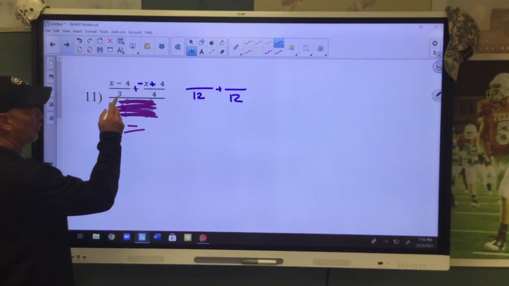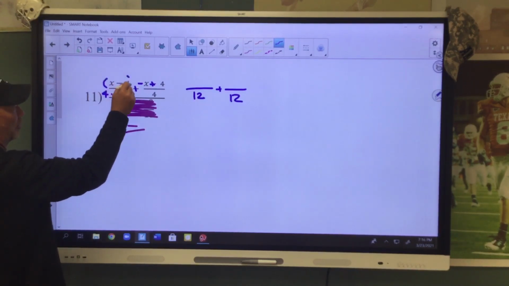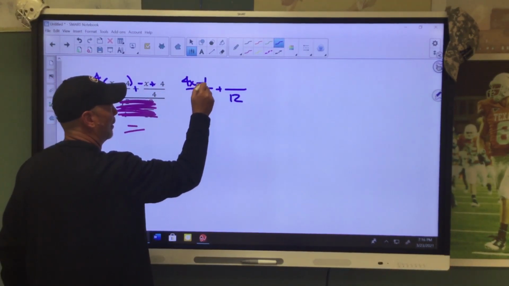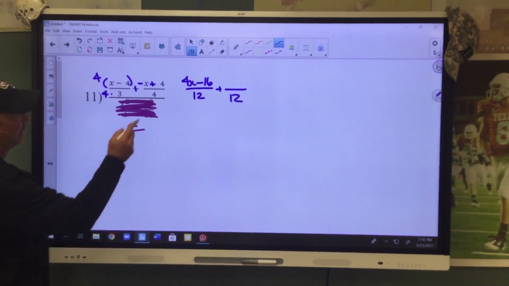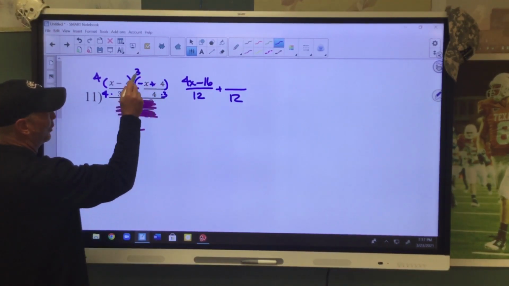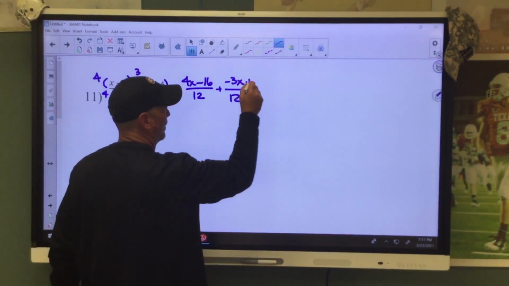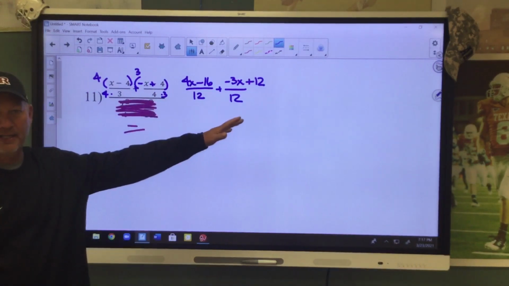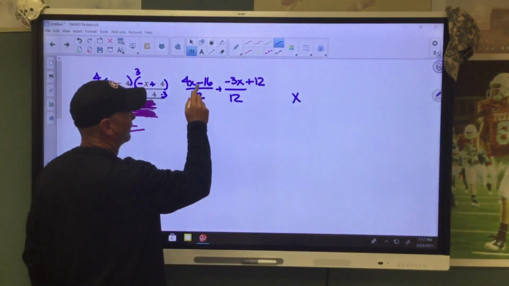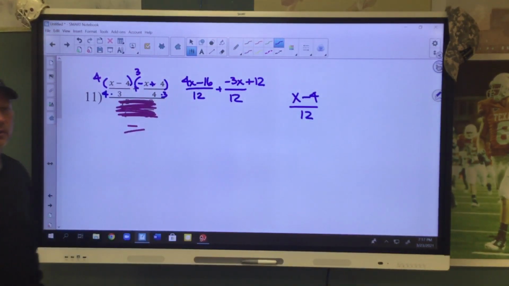Okay? So to get to a 12, I have to multiply times 4. And when I distribute, I get 4x minus 16. To get to 12, I have to multiply times 3. We're going to distribute it. 3 times negative x is a negative 3x. 3 times 4 is a 12. Now we combine like terms. When I combine like terms, 4x minus 3x is x. Negative 16 plus 12 is a negative 4 over 12. Okay?